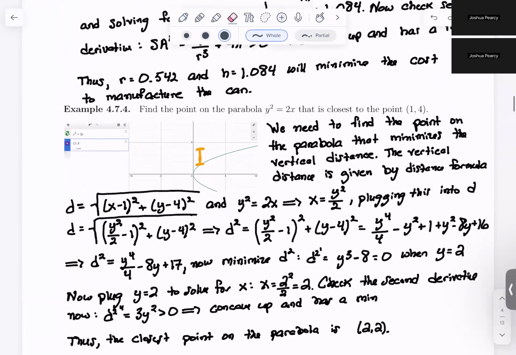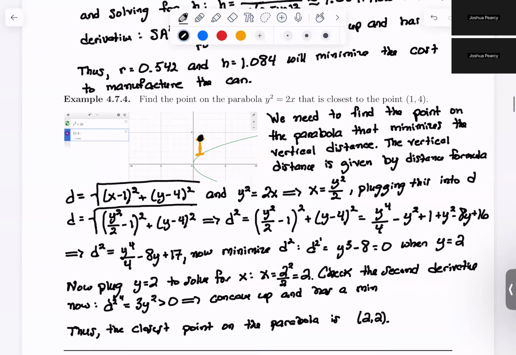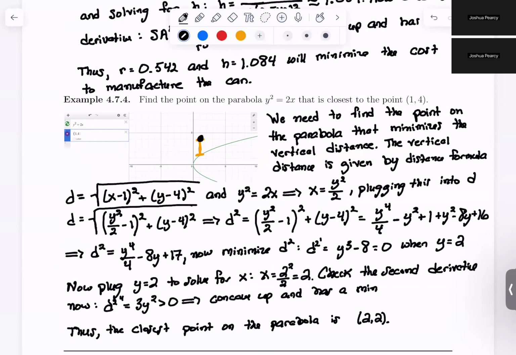So now, let's go on to the next one here. It says find the point on the parabola y squared equals 2x that is closest to the point 1,4. So I gave you a little picture right here. So the point 1,4 is right here. And then that orange distance there is the vertical distance from the point 1,4 to the parabola y squared equals 2x. So we want to minimize the distance, right?